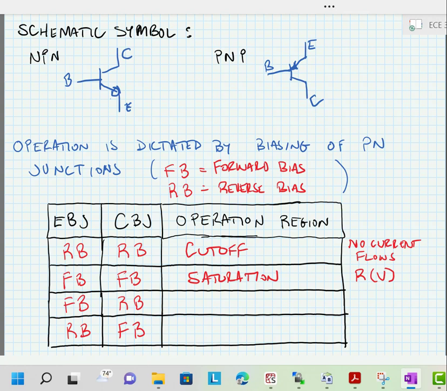When the emitter base junction is forward biased and the collector base junction is reverse biased, in other words, when the emitter has a lower potential than the base and the base has a lower potential than the collector, we're in what's called the forward active region, sometimes labeled as FAR. This makes a good amplifier.